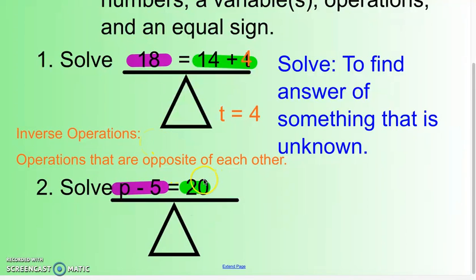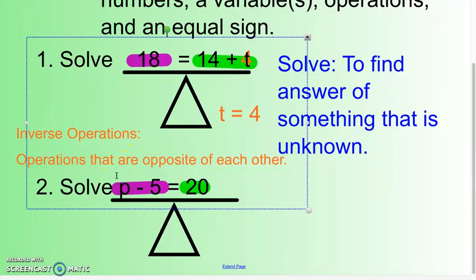What could I do with the 20 and the 5 to get another number here? Thinking of inverse operations, opposites. What could I do if you can't think of a number? Maybe I could do something with those two numbers to get to that secret number. Yeah, 25. You were right.